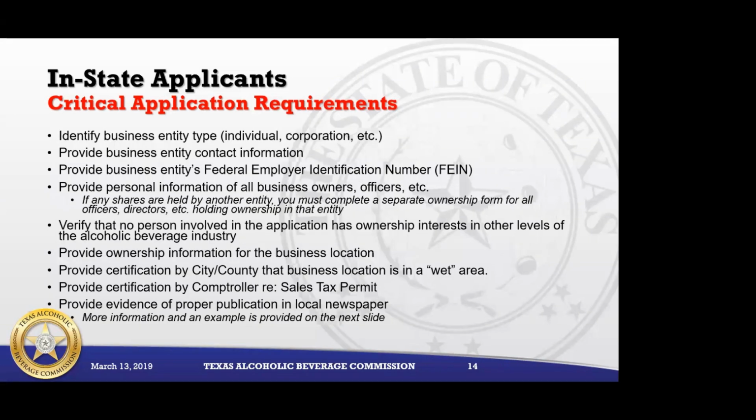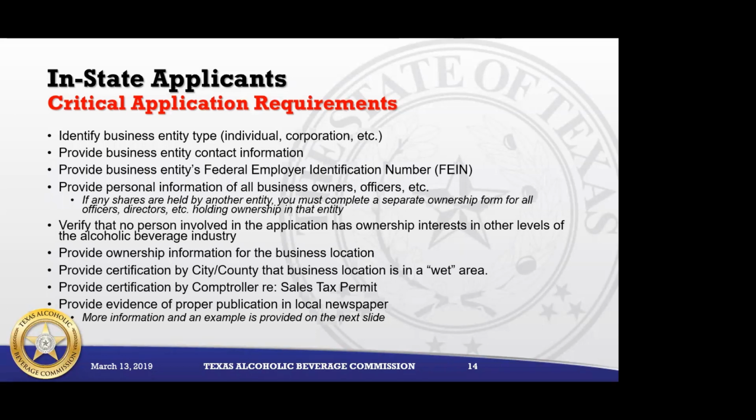For in-state applicants, I wanted to also go over some of the critical application requirements. As mentioned earlier, we have a few additional items. We need to identify the business entity type, whether it be individual, corporation. We need to provide the business entity contact information, and we need the FEIN number for that business entity. As with the out-of-state applicants, we need personal information of all business owners, officers, etc.